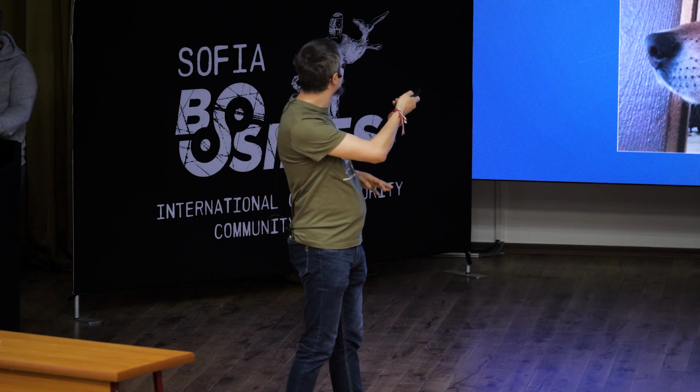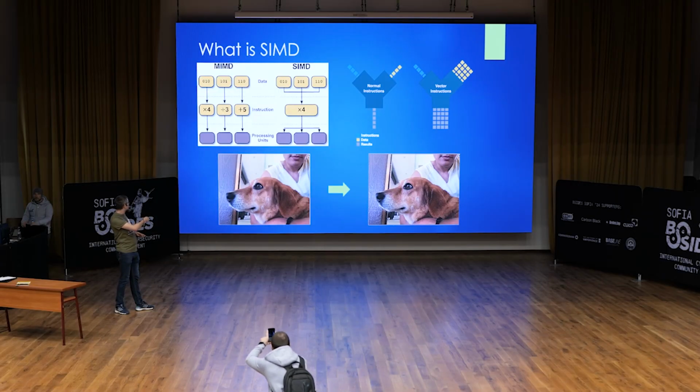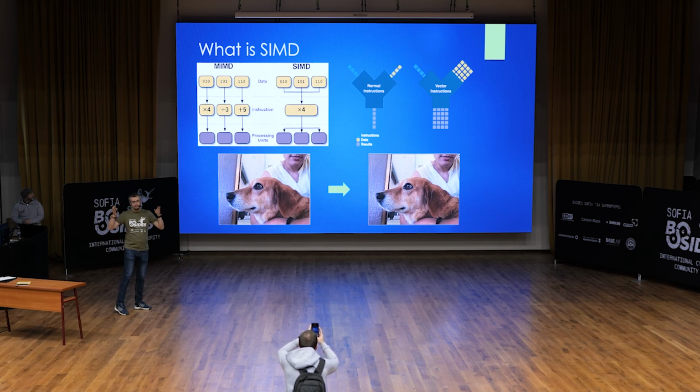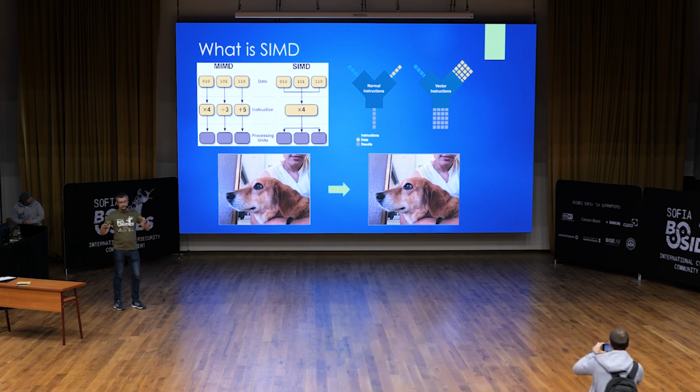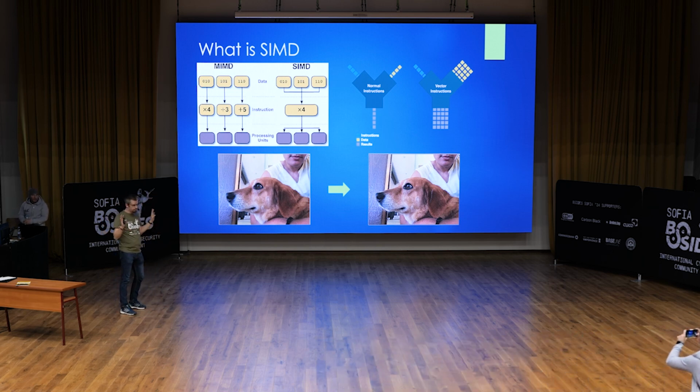So here, like a normal instruction set, we have blue as one instruction for adding, multiplication, copy, it doesn't matter. Yellow is one piece of data, some value, and we have one piece of result. So everyone knows how it works.